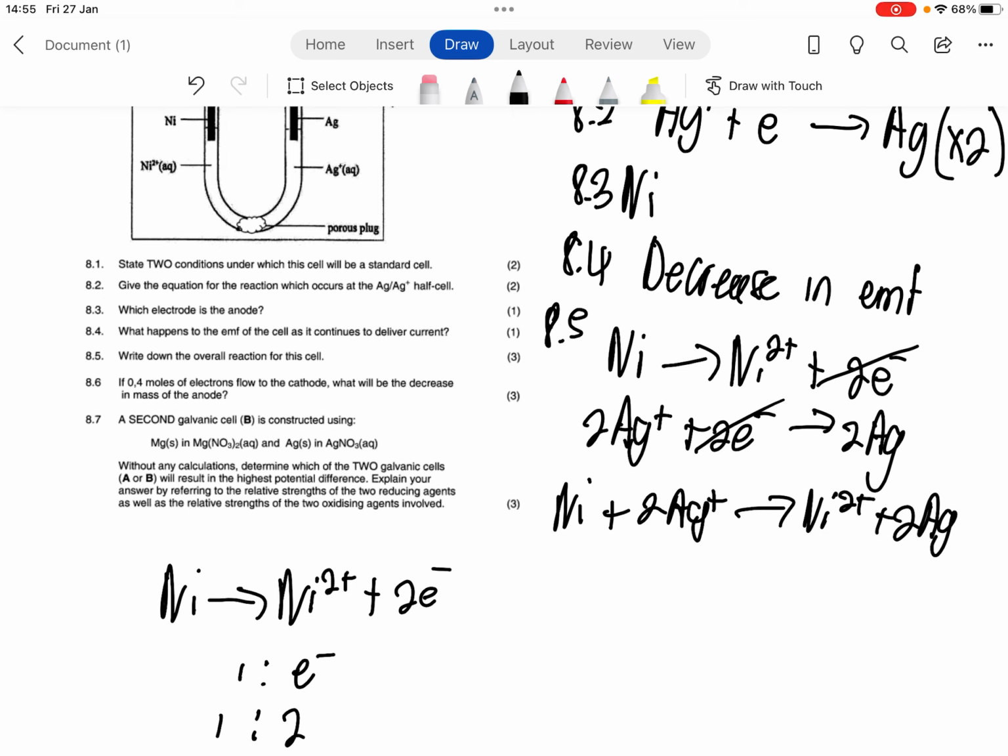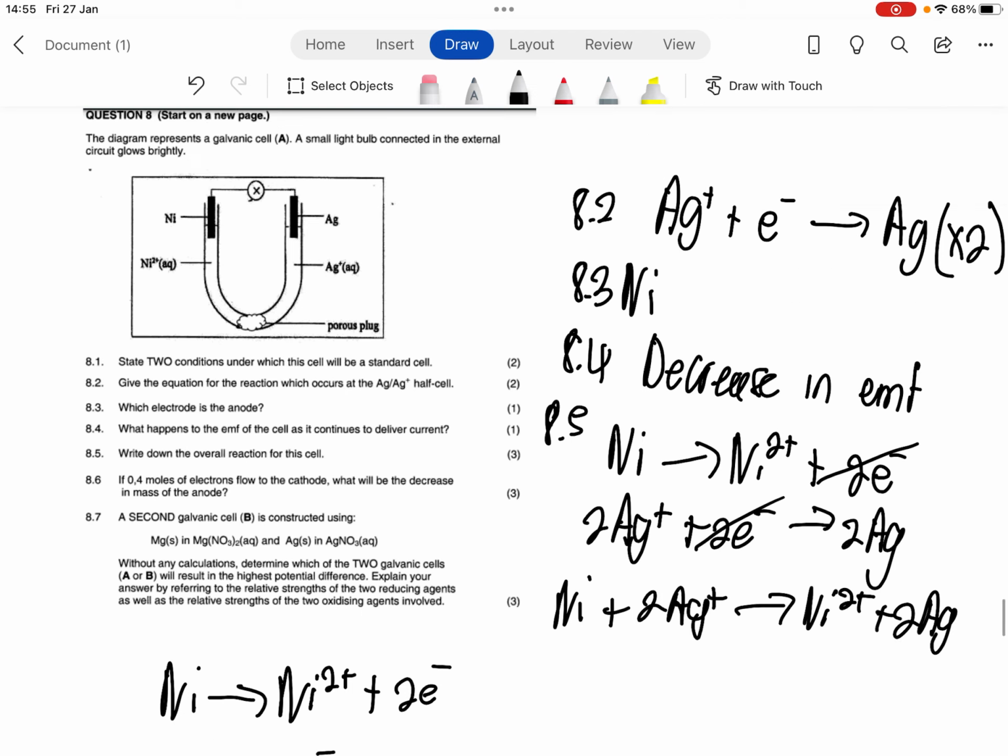Okay, so we've answered the entire question. We've made mention of the reducing agents and the oxidizing agents as well, and we've also made a little bit of reference to the potential difference in each one of them. Okay, so I hope this is clear.